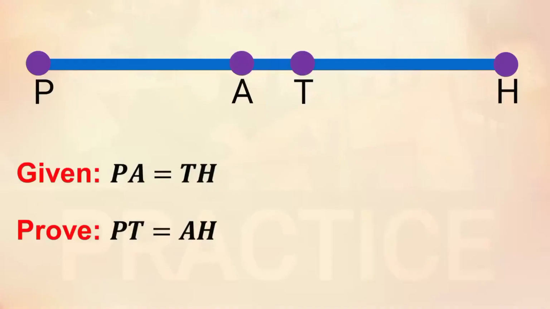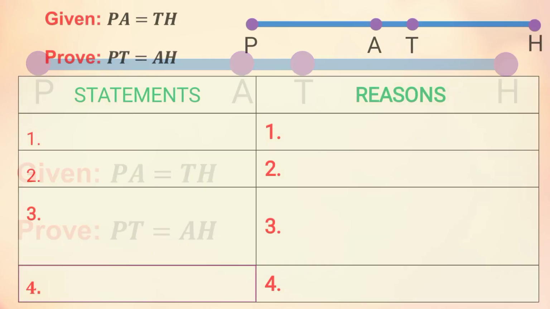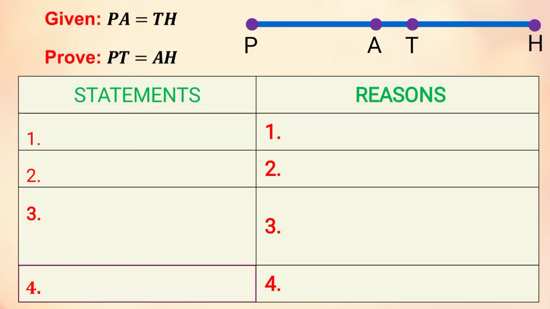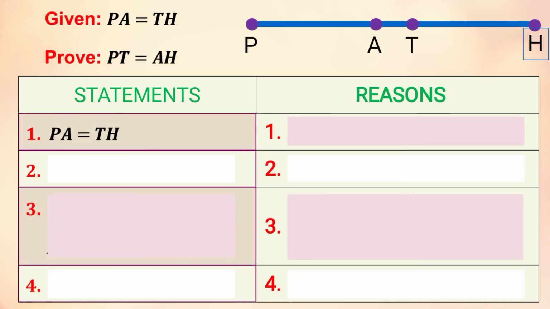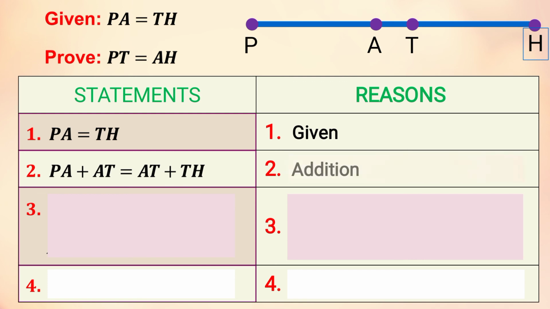Another practice. Let's say this one. The given is PA is equal to TH, and we need to prove that PT is equal to AH. So same, we need to start from the given. So the statement will be PA is equal to TH, and the reason for this is given. For the second statement, we can have PA plus AT is equal to AT plus TH. And the reason for this is addition property.